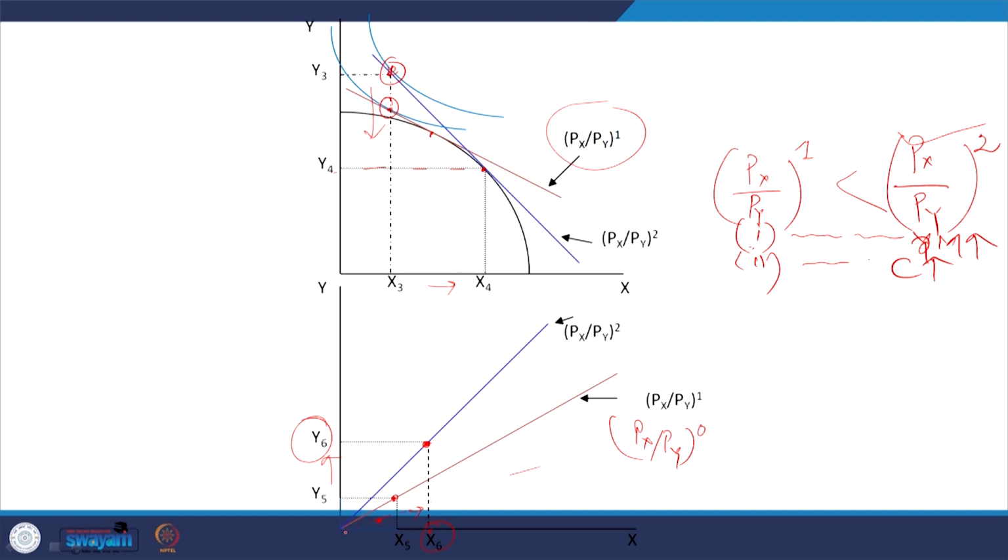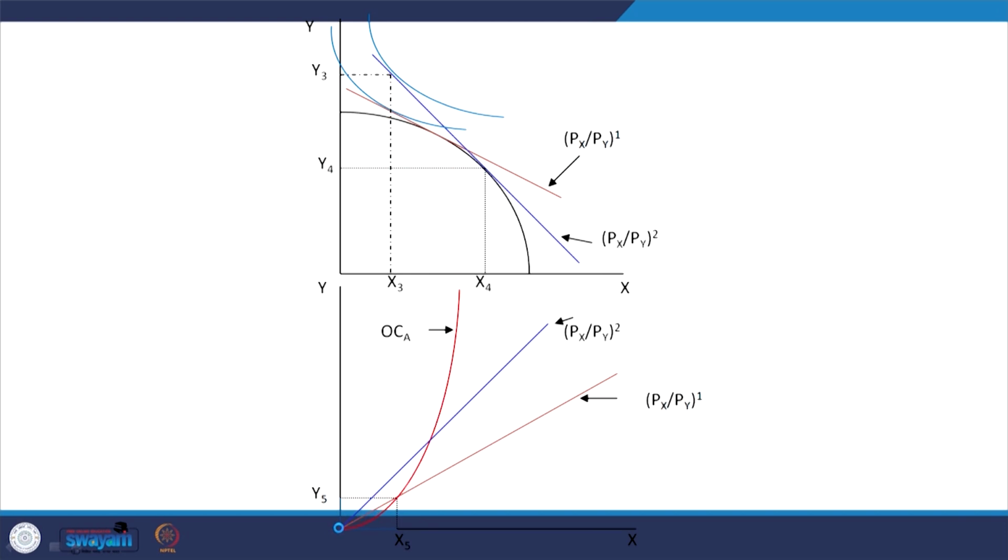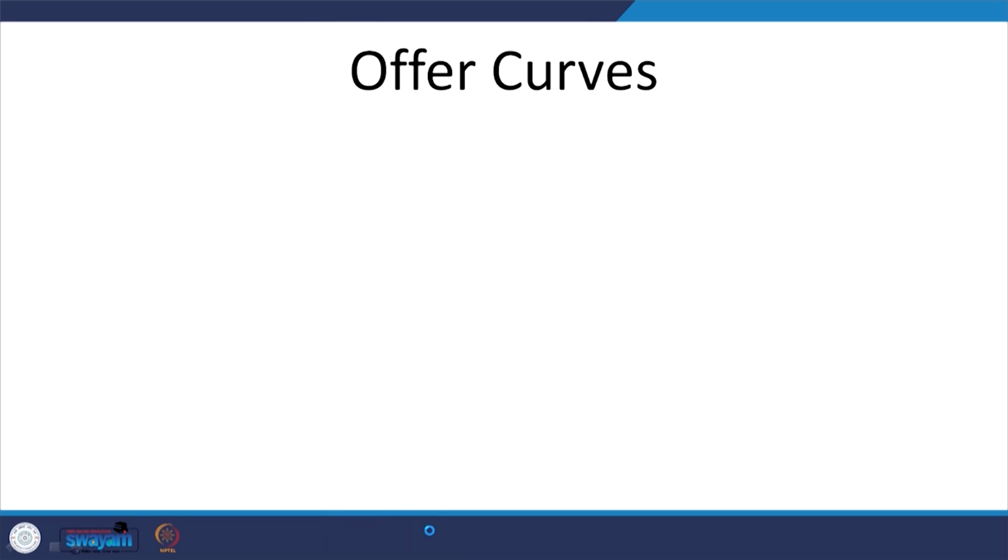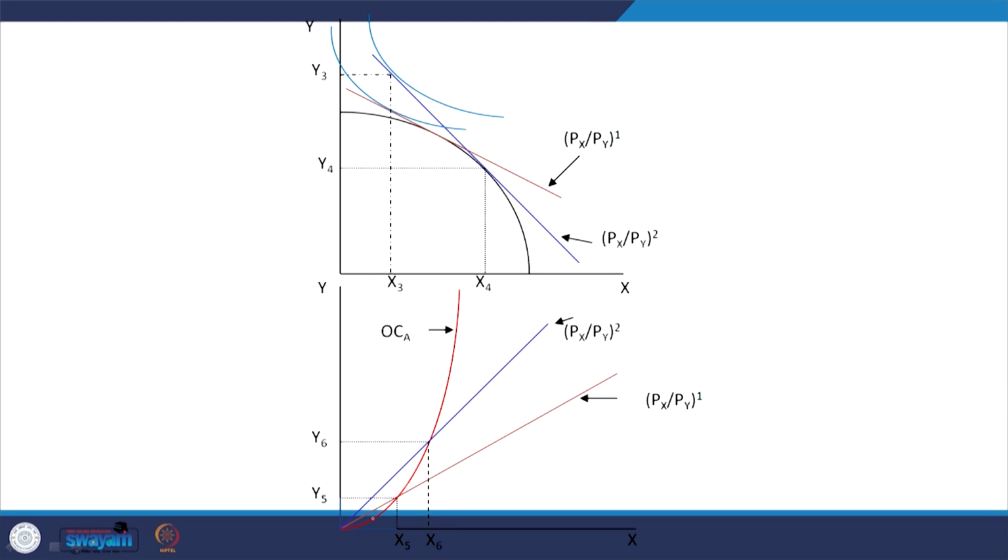So, other points can be connected. If you plot all those, these are called offer curves. This is called the offer curve for country A. This is what is explained in this diagram. We have this x6 and y6, so the offer curve is plotted accordingly. This is the point, this is our new offer curve. This is for country A.